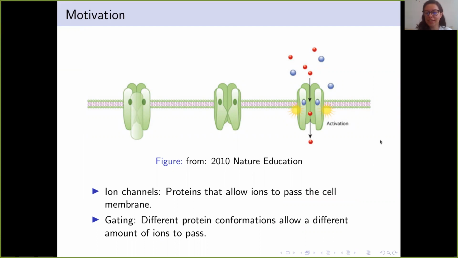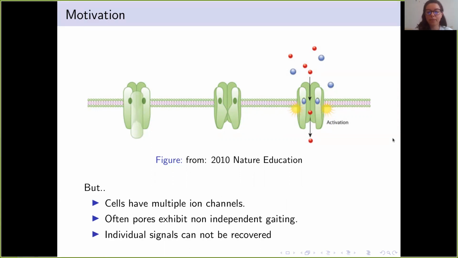Ion channels are proteins that allow ions to pass in the cell membrane. And these proteins can have a process that is called gating. So they can be open or they can be closed. If they are closed, they don't let any ion pass. And if they are open, they let ions pass. And these different protein conformations allow a different amount of ions to pass.